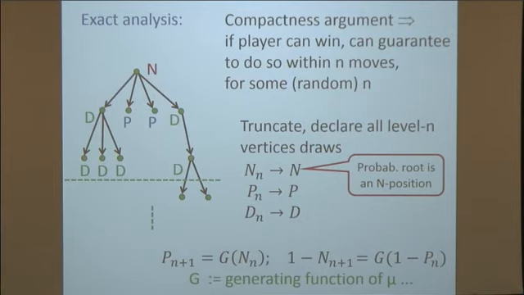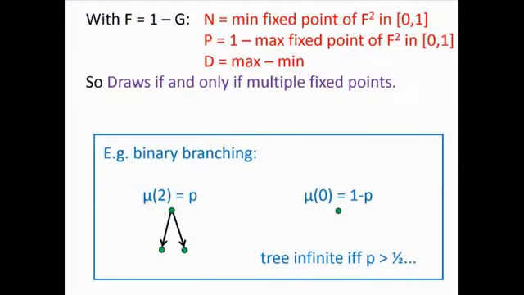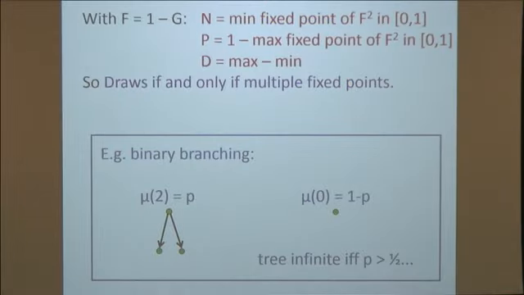If you take the generating function of the offspring distribution, then you can just translate this recursion into a recursion involving that. If you know n, you can compute pn plus 1, etc. So the upshot of all this is you look at 1 minus the generating function of the offspring distribution, and it's all about the fixed points of that.